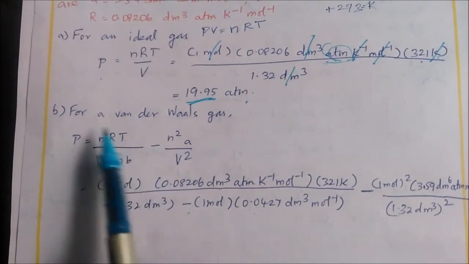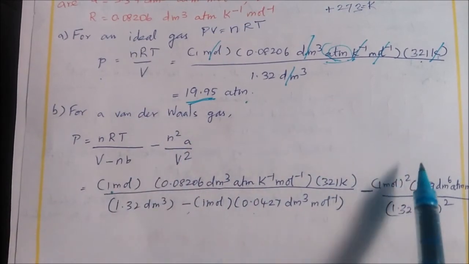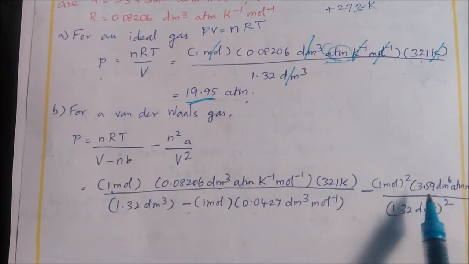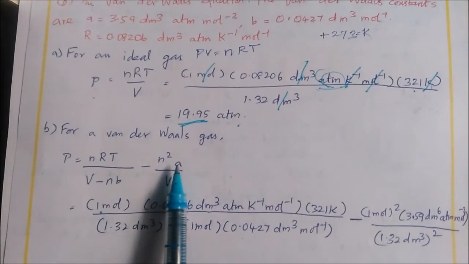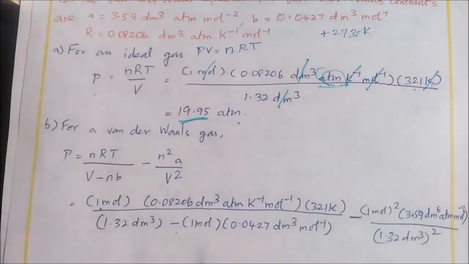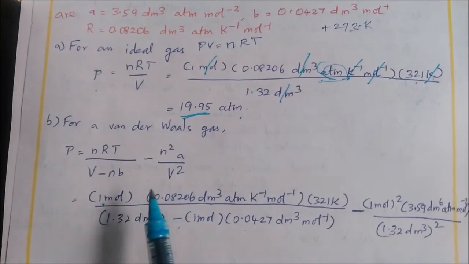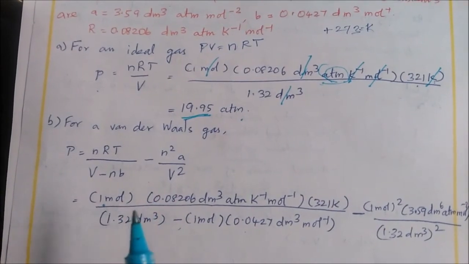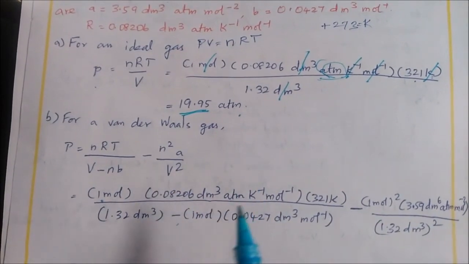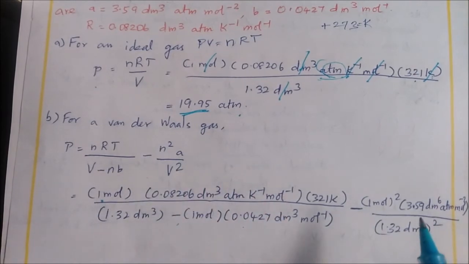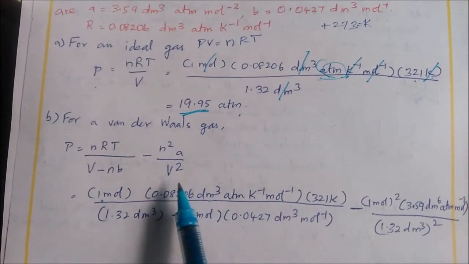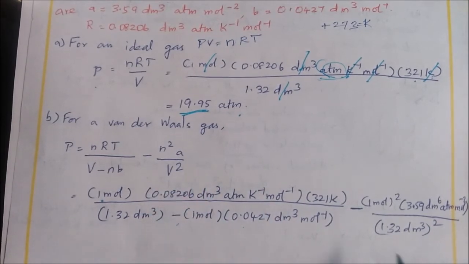So we have substituted the value in the first part, minus n square, 1 mole square, into 3.59 decimeter cube atm mole power minus 2. This is the van der Waals constant A, equal to 3.59, which may be given with the problem, or we should have that value. Okay. Then V square is 1.32 decimeter cube. Here, since it is V square, we will be taking the value into square. Clear?